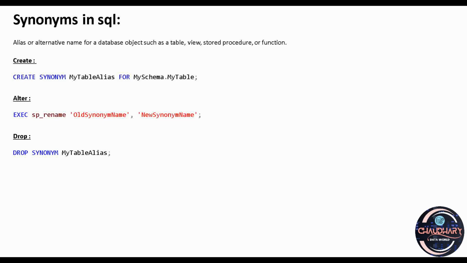After that, we have the option of drop, that is how we can drop these synonyms. The dropping can happen with DROP SYNONYM and then the synonym name, whatever you want to put. That's it, and that particular synonym will be dropped with this syntax.